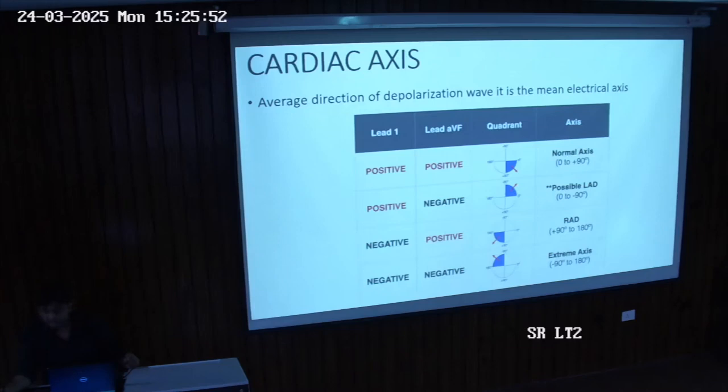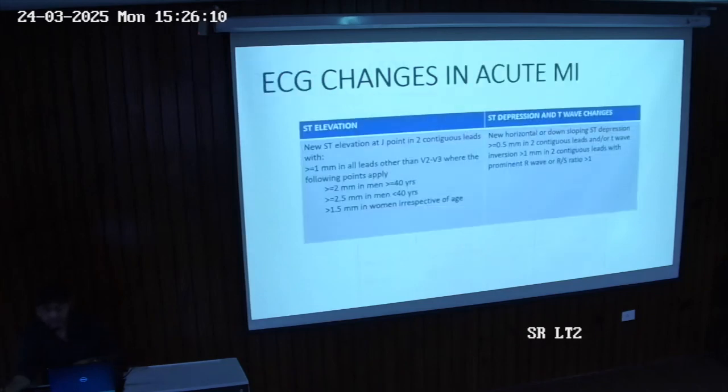Extreme left axis deviation. If lead 1 is negative and lead AVF is positive, that is RAD, right axis deviation. AVF is positive and lead 1 is negative. If both are negative, that is extreme axis, 90 to 180.